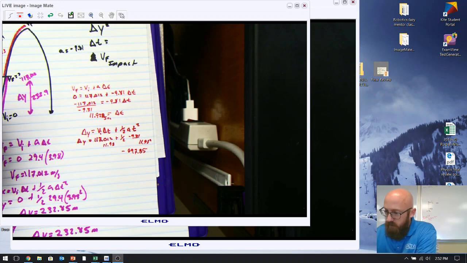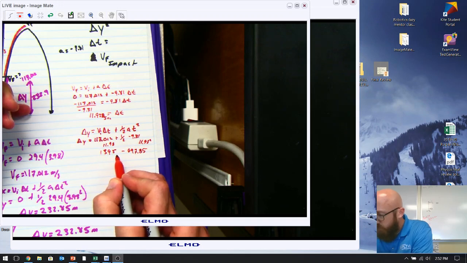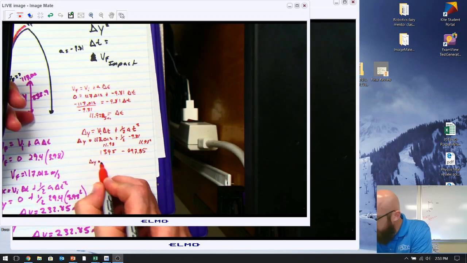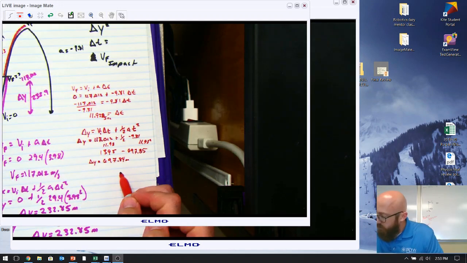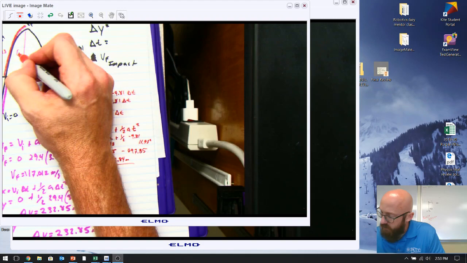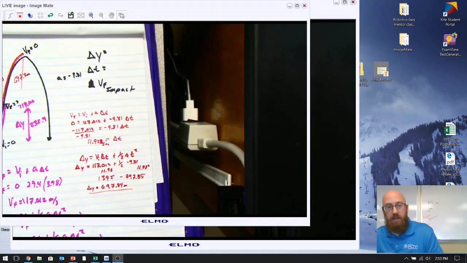Then 11.93 times 117.012. That's a 1395, so minus 697.8. My delta y on this half is another 697.84 meters. Okay, so now we can set that up here. 697.8 meters. That's all we've got.